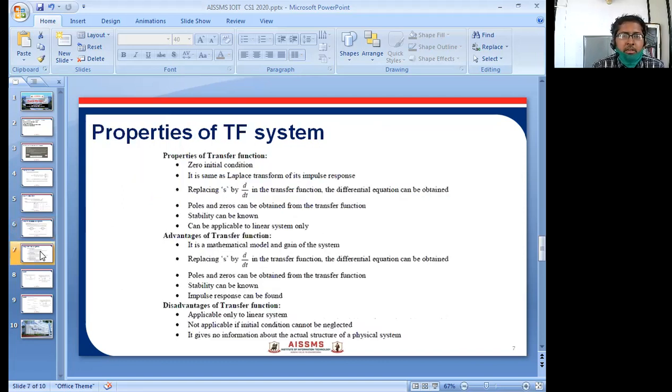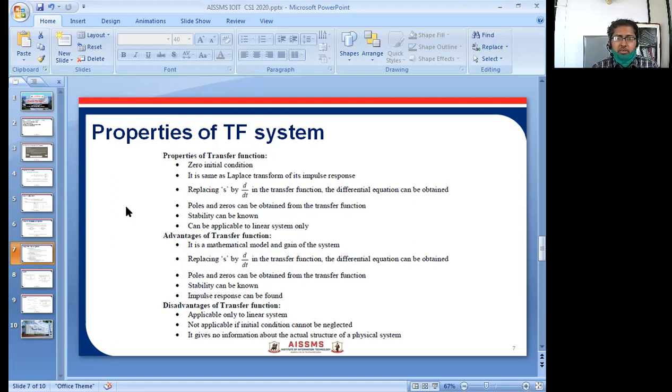Okay. So there are basic properties of the transfer function, like zero initial conditions, and it is the same as the Laplace transform of its impulse response. Then stability can be easily found from the transfer function. Then it is applicable to any linear system.